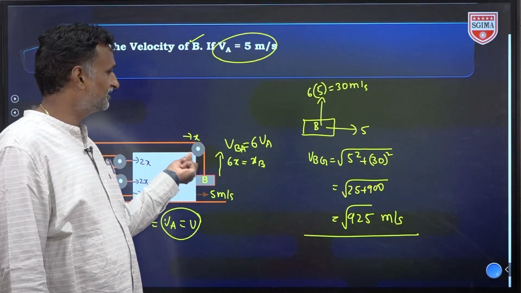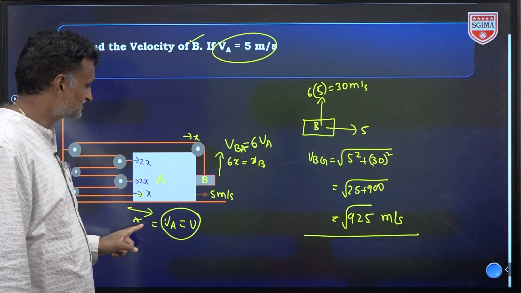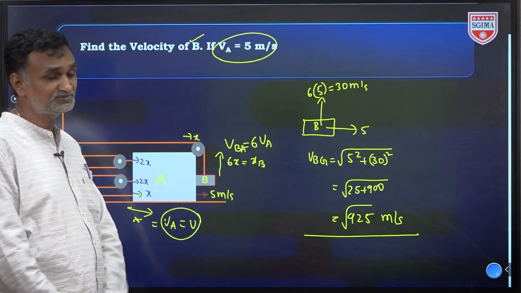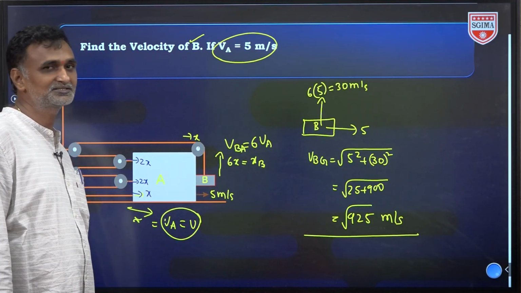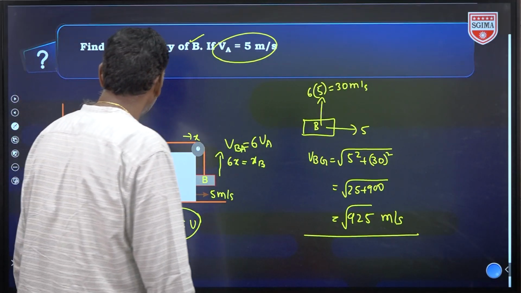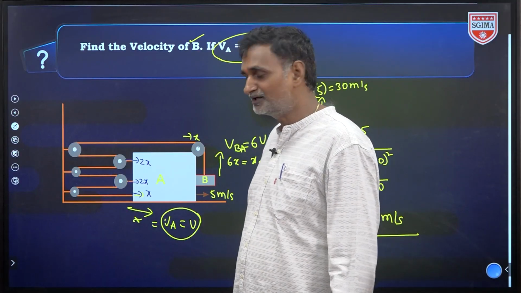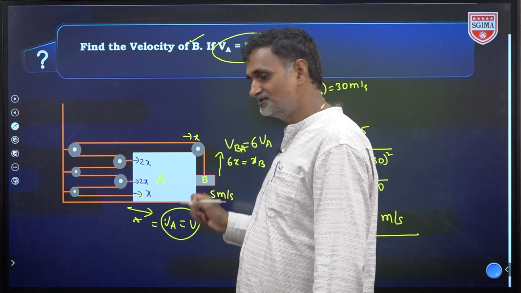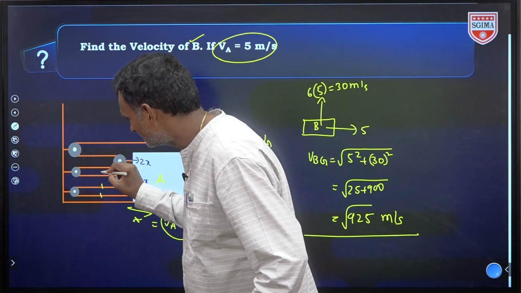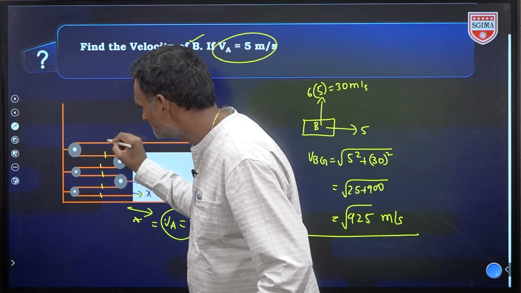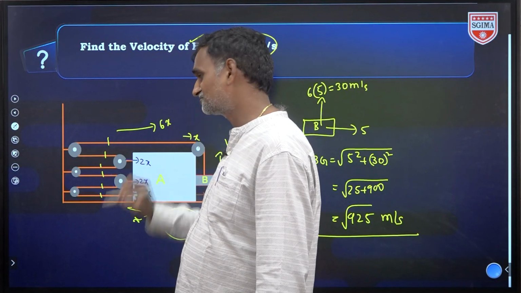But for B block with respect to A, simply we can take 6 times of VA. That's it, because A covers a displacement x, then B covers a displacement 6x. So differentiating this x value, we will get a velocity. Okay? So now one more trick I can tell you to find out velocity of B. Always you can choose an x distance travel. Okay? You can count 1, 2, 3, 4, 5, 6. Then it should definitely cover 6x displacement.